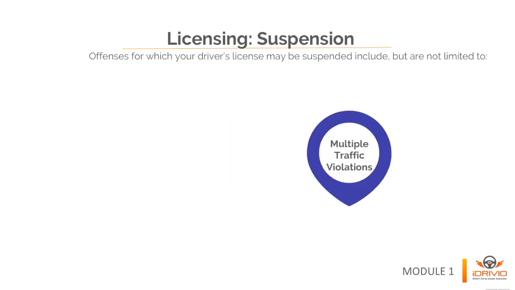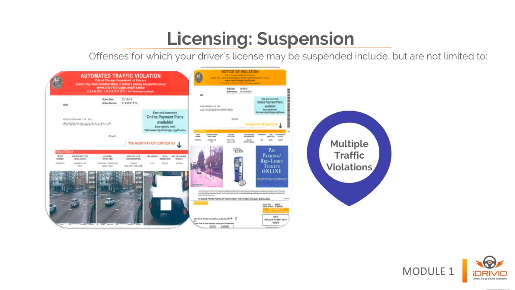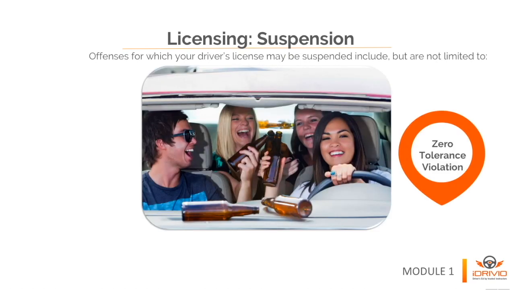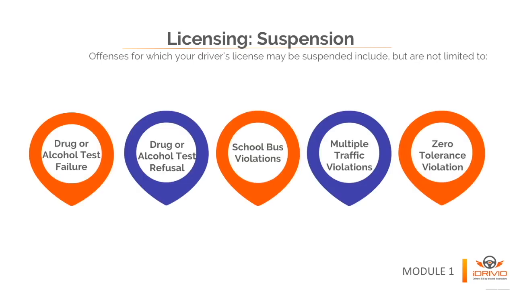Multiple traffic violations. Your license may be suspended if you receive 3 traffic violation convictions during a 12-month period, or 2 traffic violations in a 24-month period if you are under the age of 21. Zero tolerance violation. A zero tolerance violation occurs when an alcohol violation is committed by a person under the age of 21. Complete information regarding suspension can be found in the Illinois State Driver's License Manual, which you can access by clicking the plus button.